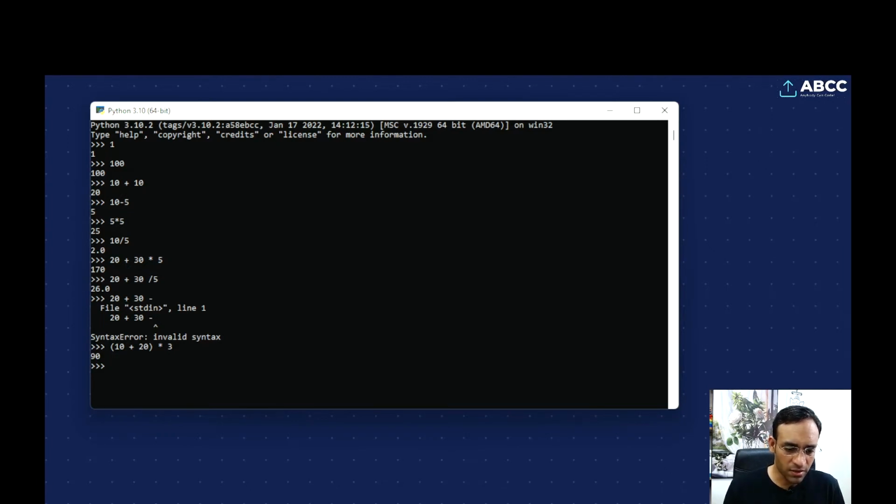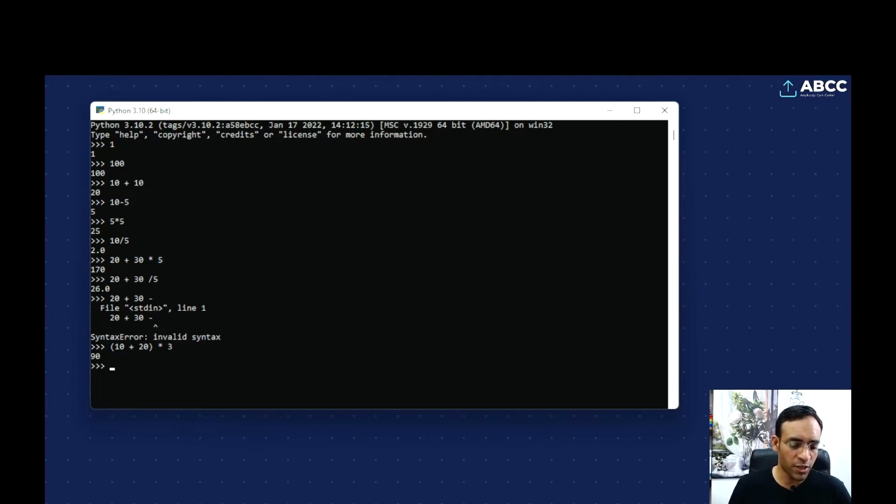In the next one, we are going to try Python's exponent operator. Exponent is going to power up the value that we are giving, like square of some value, cube of some value. Let's try it out and see how Python is handling it.